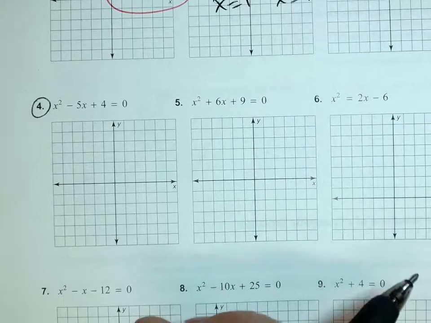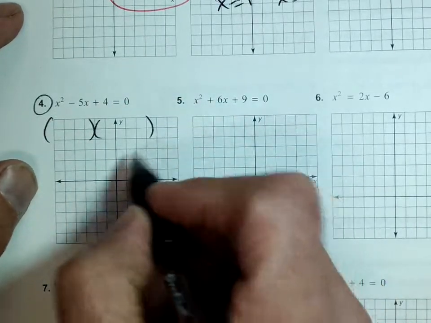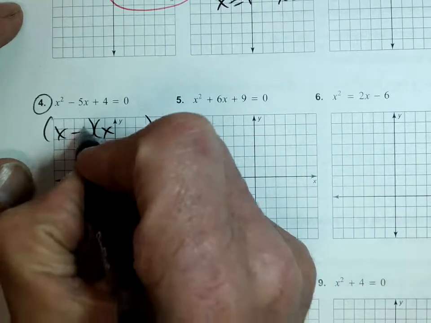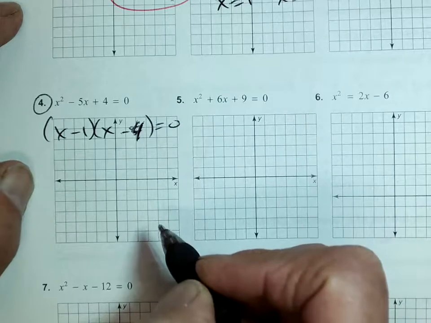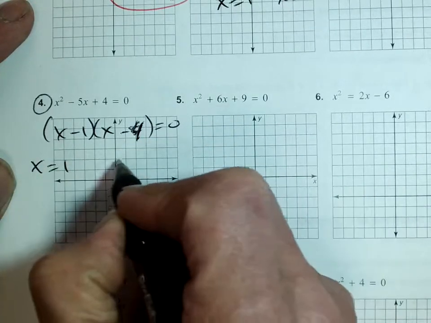If it does factor, it's easier. It does factor: x and x. How about negative 1, negative 5, right? Oh, negative 1, negative 4, my bad. Negative 1, negative 4. So my mini equations, I get x equals 1 and x equals 4.